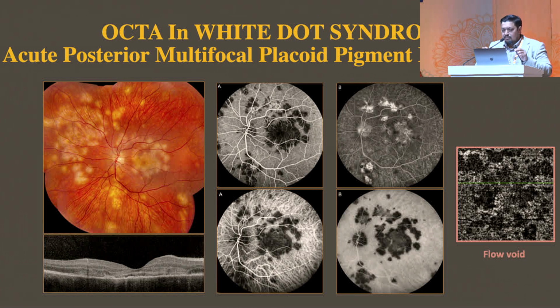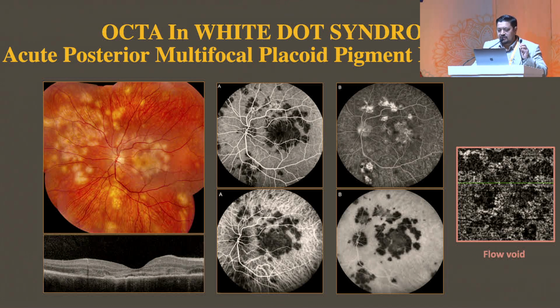OCT angiography has been described in various retinal uveitic pathologies, but in the paucity of time, I'm just going to touch upon the important ones. One such would be white dot syndromes. This is a patient of acute posterior multifocal placoid pigment epitheliopathy. Clinically you see these whitish-yellowish placoid lesions. On OCT in these patients, you see outer retinal hyperreflectivity with involvement of the IS-OS junction, secondary to capillary ischemia.